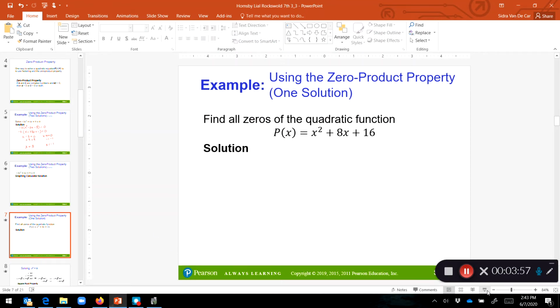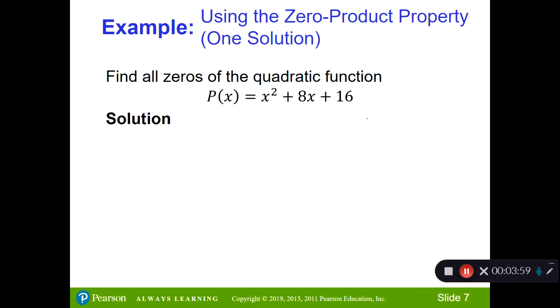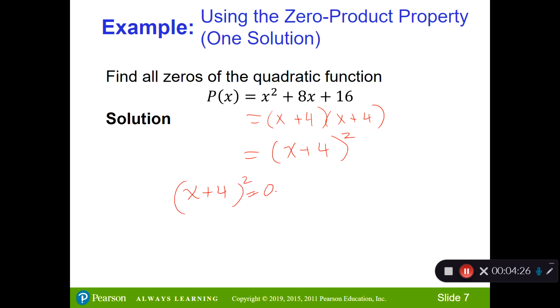Now, let's find all the zeros of the quadratic function that's here. So now, again, I'm looking at the factors of 16 that will add to 8. Well, 4 and 4 add to 8. So this will factor into x plus 4 times x plus 4, or equivalently x plus 4 squared. So again, setting that equal to 0, x plus 4 squared equals 0, I could square root both sides and I'd get x plus 4 equals plus or minus the square root of 0, which is still just 0. Subtract 4 from each side and we get x equals negative 4 as our only solution.